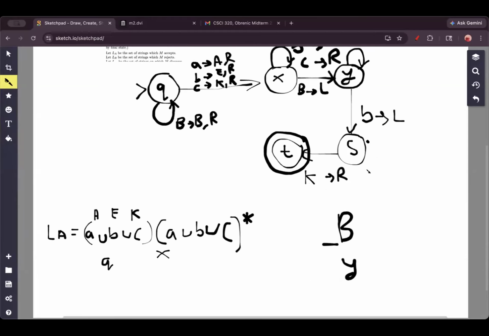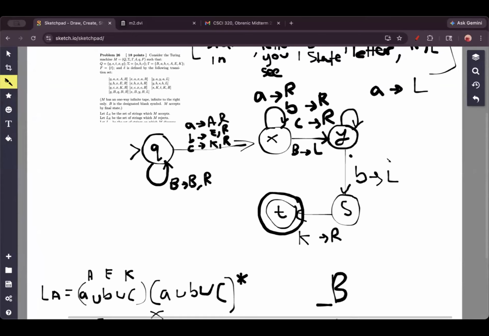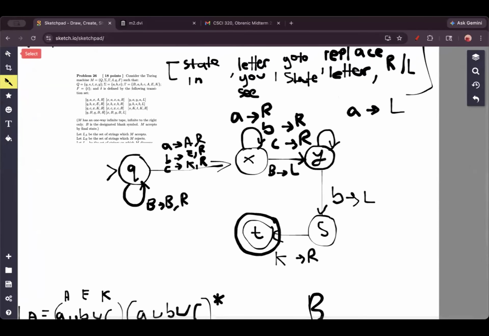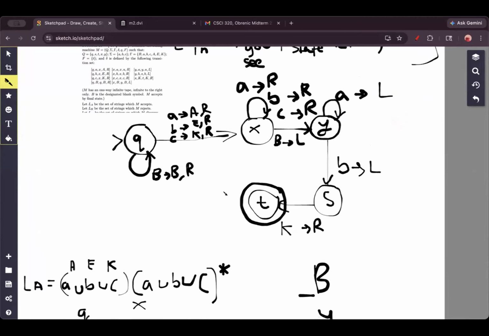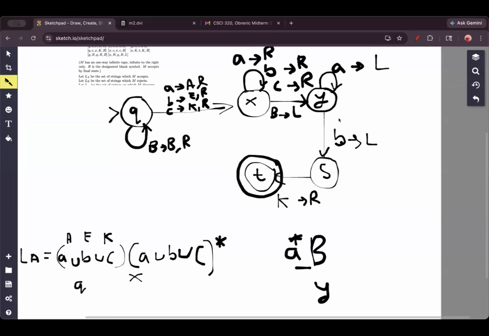From Y, I could get to S. To do that, I need to see a blank. Oh, I also loop on A. If I loop on A, that means I get to see any number of A's right here, so I'm going to write A star, and that's when I'm in Y. And from A I get to S by seeing a B.